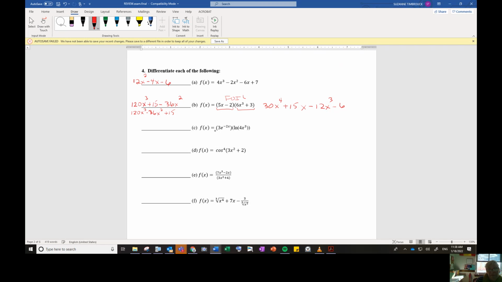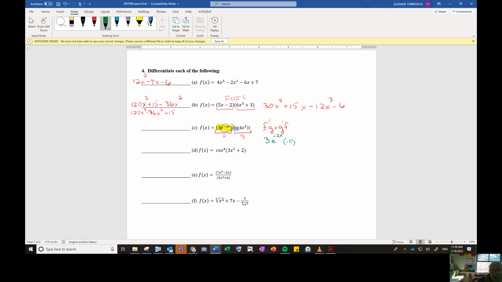Now, this next one, you are definitely going to need to do product rule. You have F and you have G. Okay, so your rule is F prime G plus G prime F. So I want to take the derivative of this first factor. Constant multiplier rule says keep the 3 and then take the derivative of e to the u. The derivative of e to the u is e to the u times the derivative of that u.